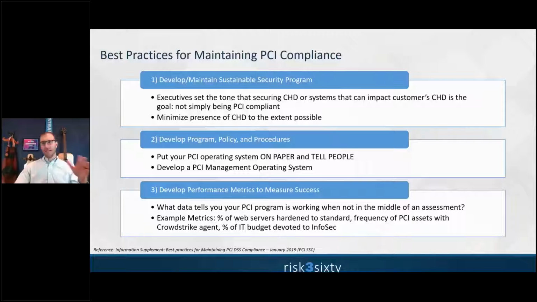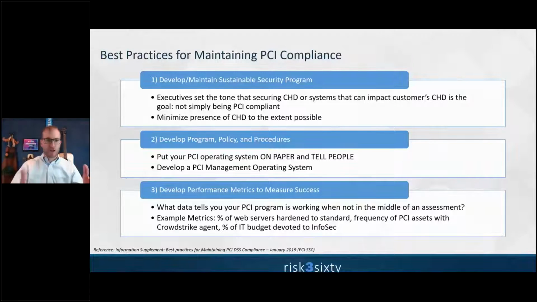Number three is actually putting performance metrics to measure your PCI success, right? So I'll ask you the question, what data actually tells you your PCI program is working when you're not in the middle of an assessment? Like if your AOC date is January 31st, in 60 seconds, if it's July, how are you going to know if you're still compliant? What are you looking at? What data, not what person is telling you something, but what data are you looking at that confirms that you're still compliant, right?